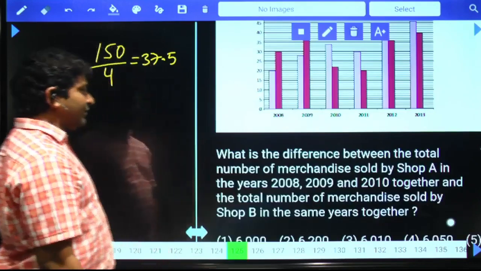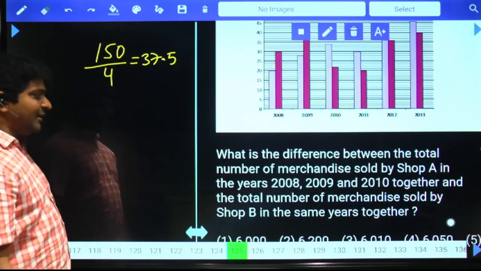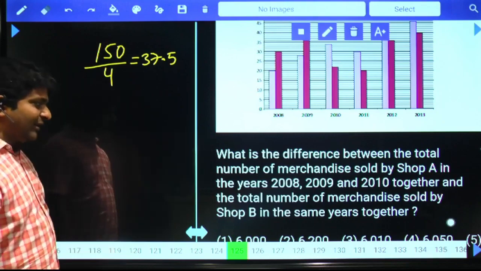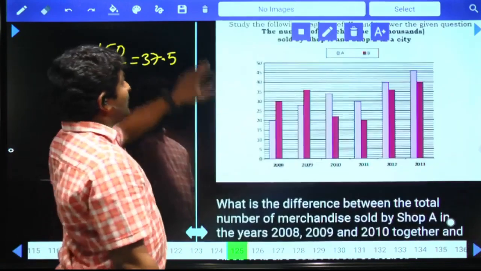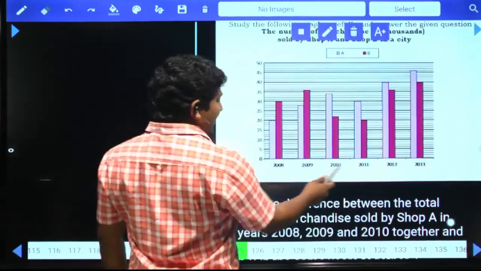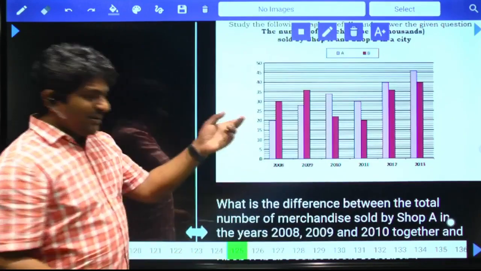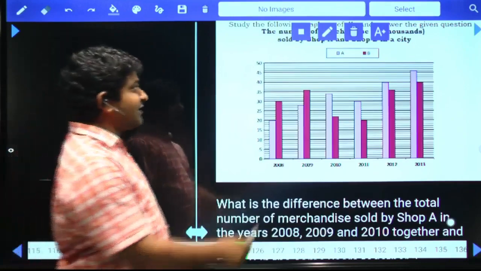What is the difference between total number of merchandise sold by A in the year 2008, 9, 10 together and B sold by the same years? Right. Now 2008, 9, 10 for A and then same for B, calculate the difference.